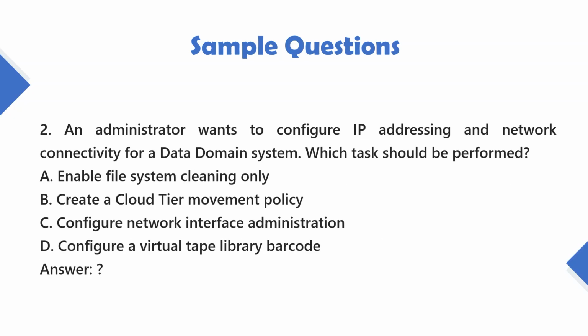2. An administrator wants to configure IP addressing and network connectivity for a Data Domain system. Which task should be performed? A. Enable file system cleaning only. B. Create a cloud tier movement policy. C. Configure network interface administration. D. Configure a virtual tape library barcode.